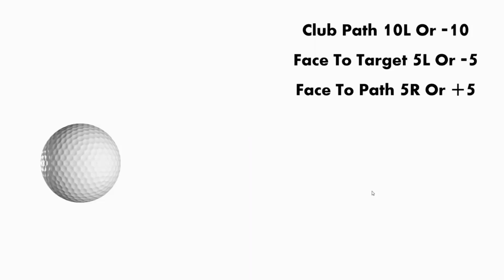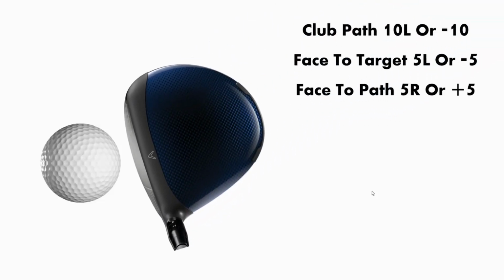It makes sense to me, but I've been doing this for so long that I hope I explained that as well as I can. That's what the club looks like when we have a 10-degree left club path and our face is closed 5 degrees left. So this is just going to be a massive snap hook, essentially. A pull hook would be the shot shape on this one.